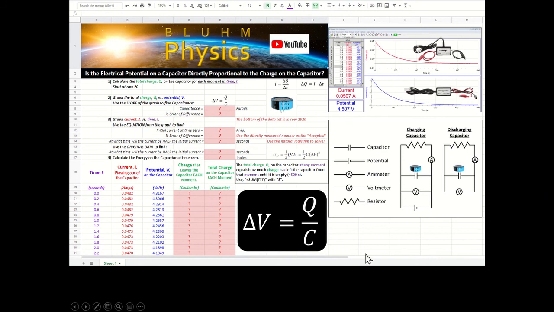Now for the lab. Basically what we want to do is see if this equation holds, see if the voltage and the charge really do produce a constant capacitance. So to do that we have to measure the voltage, and we actually have to know how many coulombs of charge are on the capacitor at any moment.